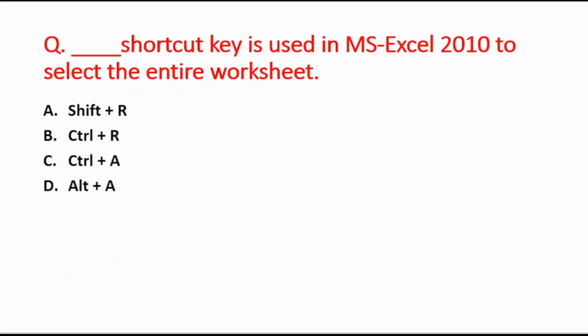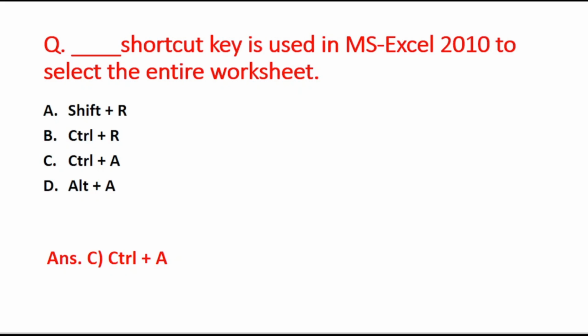Next question is, blank shortcut key is used in MS Excel 2010 to select the entire worksheet. If you want to select the entire worksheet, so which shortcut key is used? Your A option is Shift plus R, B option is Control plus R, C option is Control plus A, and the last option is Alt plus A. The right answer is option C, that is Control plus A shortcut key is used to select the entire worksheet, and in the option that is Alt plus A, option D में देखिए Alt plus A हमने इसको previous अभी किया, that is this shortcut key is used to go to the data tab.